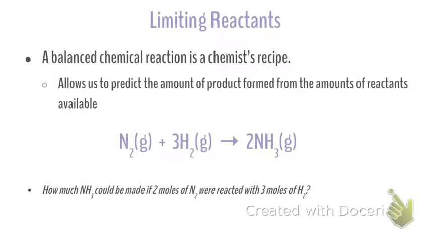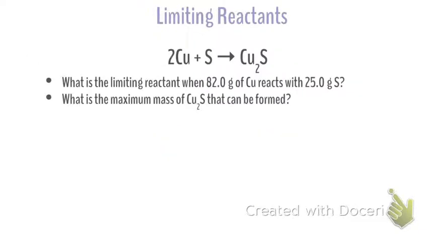Okay, Chem 1, good. This is how limiting reactant problems will look. You will be given starting amounts for both of your reactants. You're going to be given, I'm starting with 82 grams of copper, and I'm starting with 25 grams of sulfur. And the question asks, what is the maximum amount of my product that can be formed? So in order to answer that question, we have to figure out first which is the limiting reactant. Which one is going to run out and stop our production?